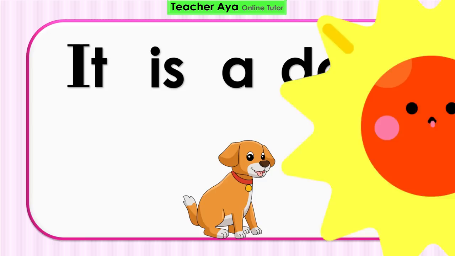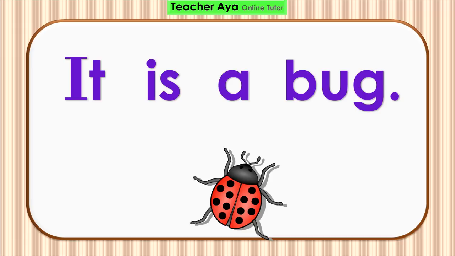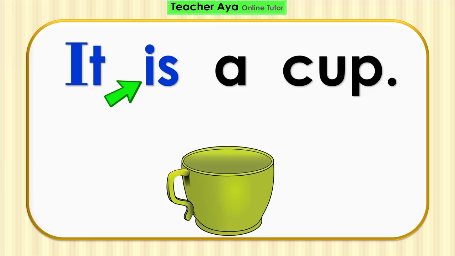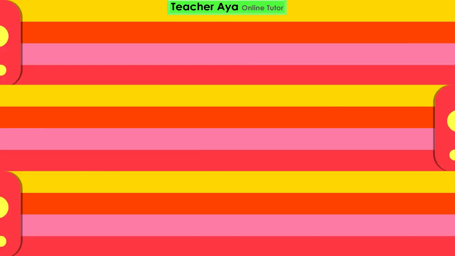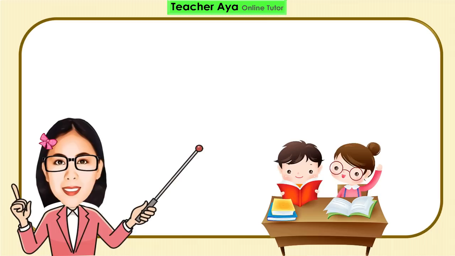It is a dog. It is a bug. It is a bun. It is a cup. It is a sun. Great job, children! Remember, always practice reading so you can be a good and fast reader.